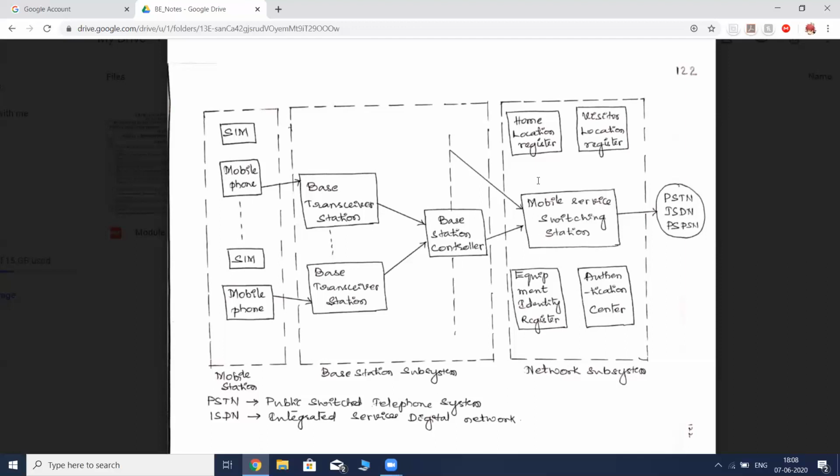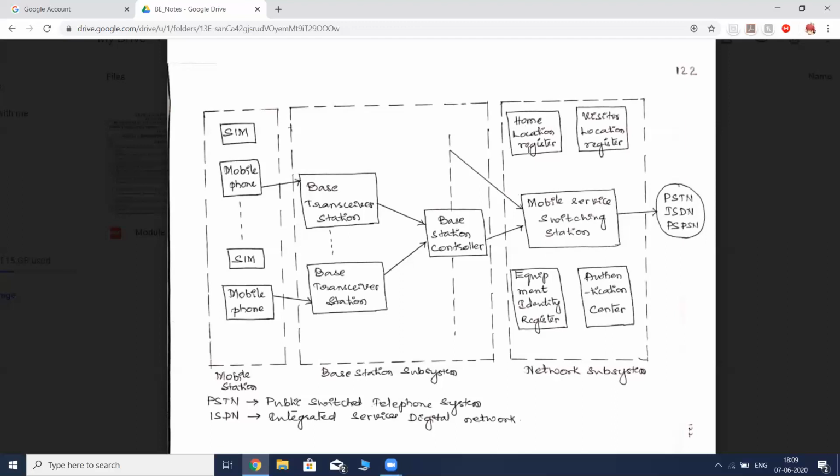Once your call is connected to the mobile switching station, it will go through the public switched telephone network, or the integrated services digital network. The call will be routed over there. That is how the mobile station gets connected to the network.